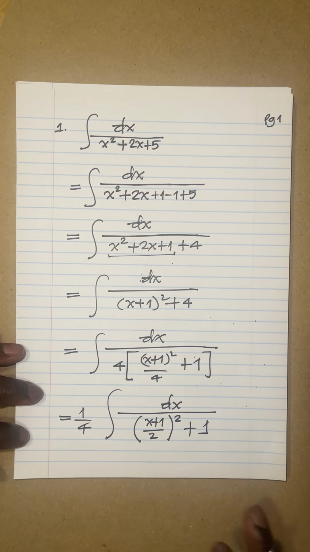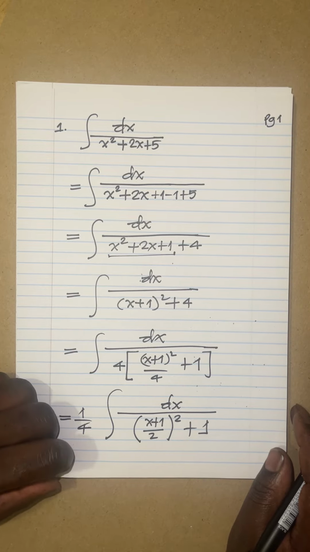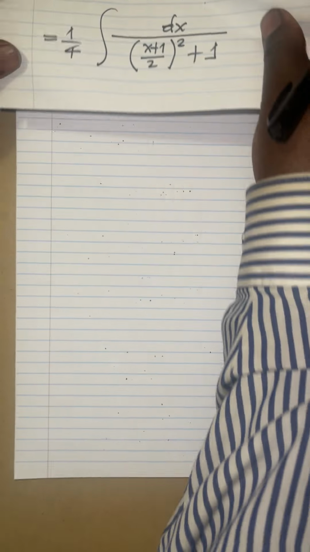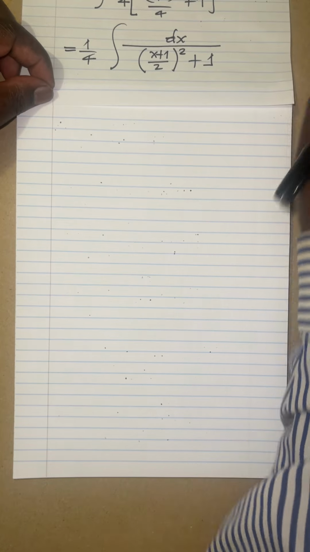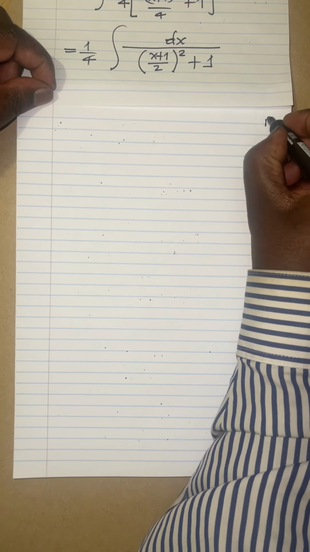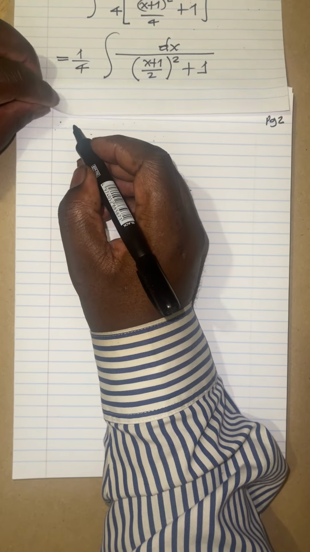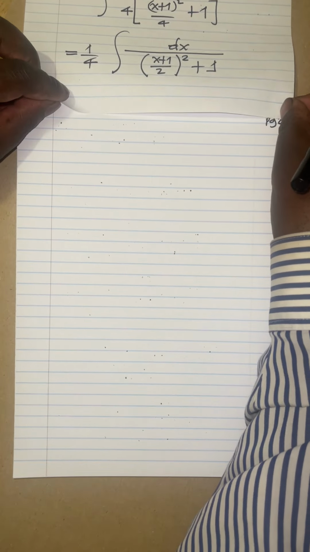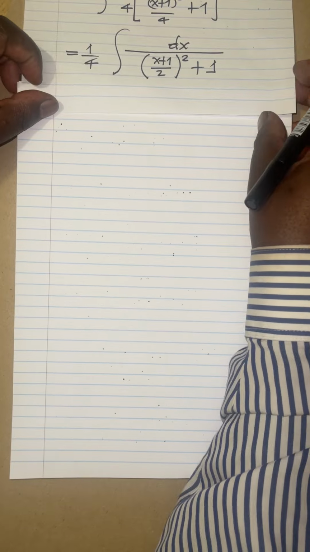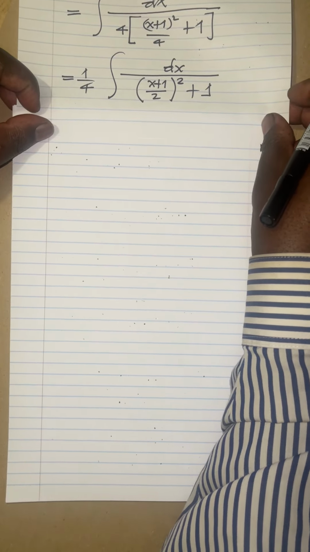Now, at this stage, I'm going to let tan theta be equal to this. Remember, I told you we're going to use tan substitution. So in this step, which is our page 2 now, I hope you can see it there. Yeah, you can see the expression. Let me just move it down so that you're able to see it clearly.